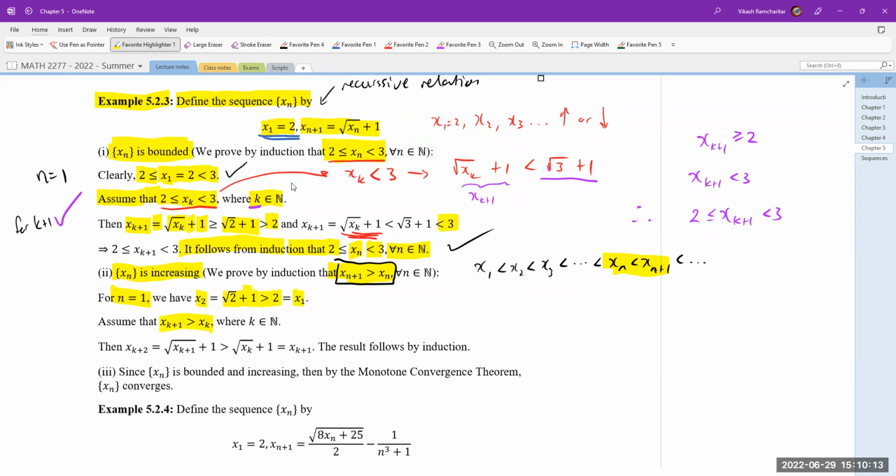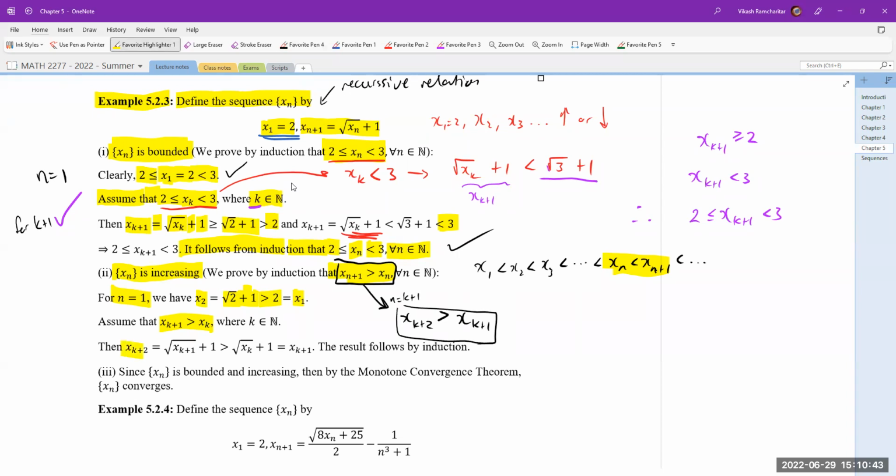Next, we assume that our result is true for some k. And the next thing is we need to show that it's true for k plus 1. If I substitute in k plus 1 for n, then I get x_{k+1+1}, which is x_{k+2}. And I need to show that this is bigger than x_{k+1}. This is what I need to show.